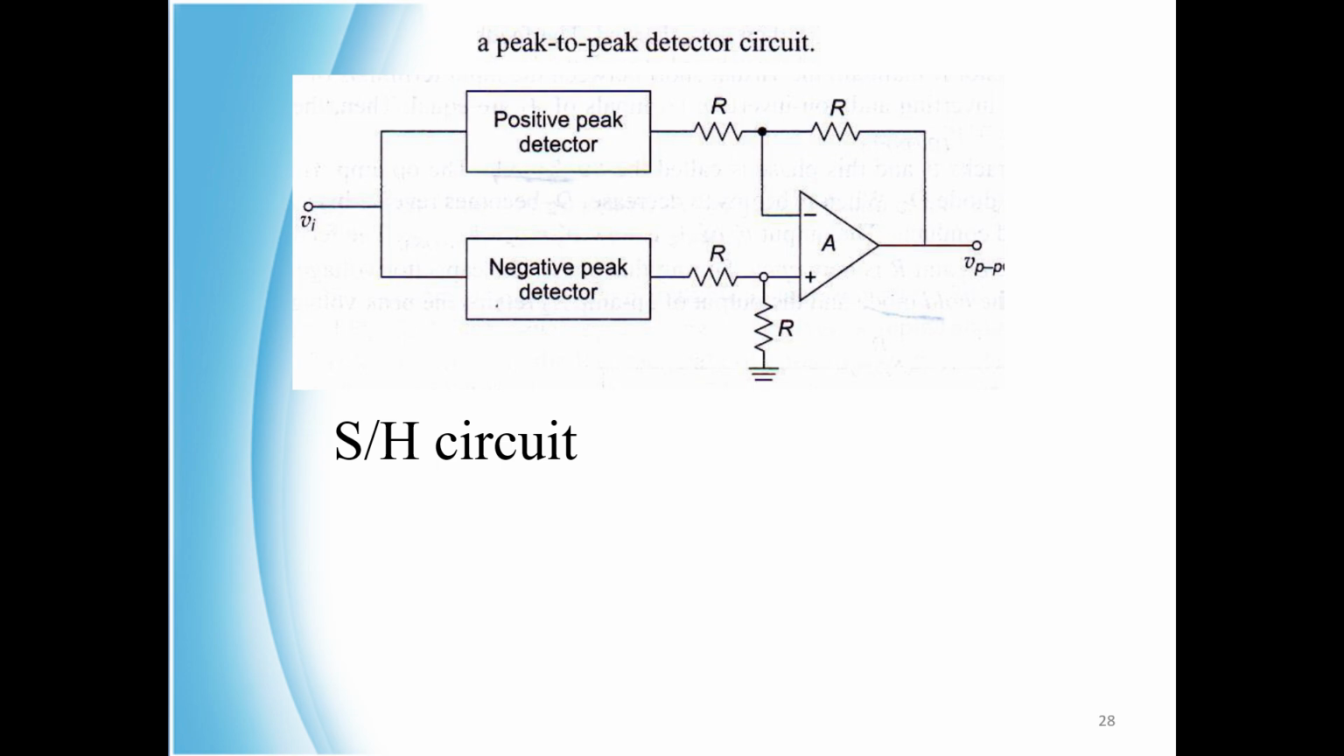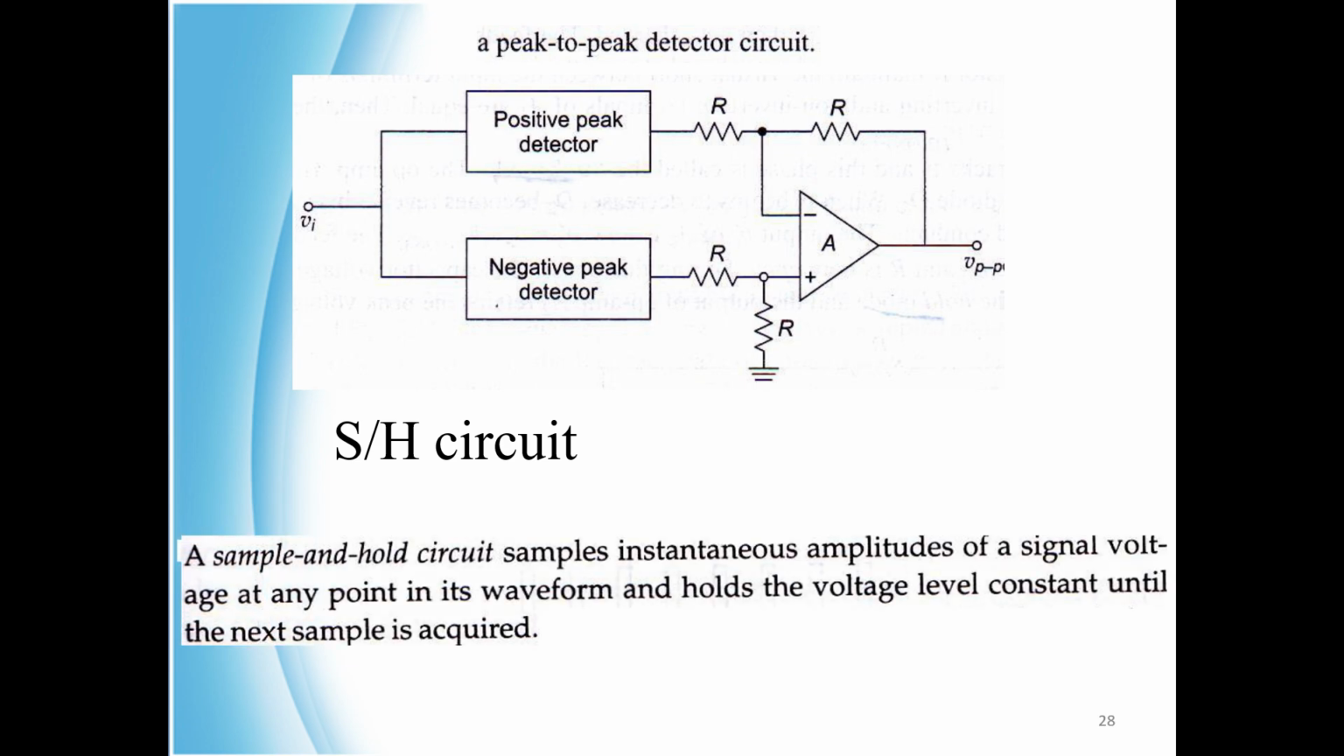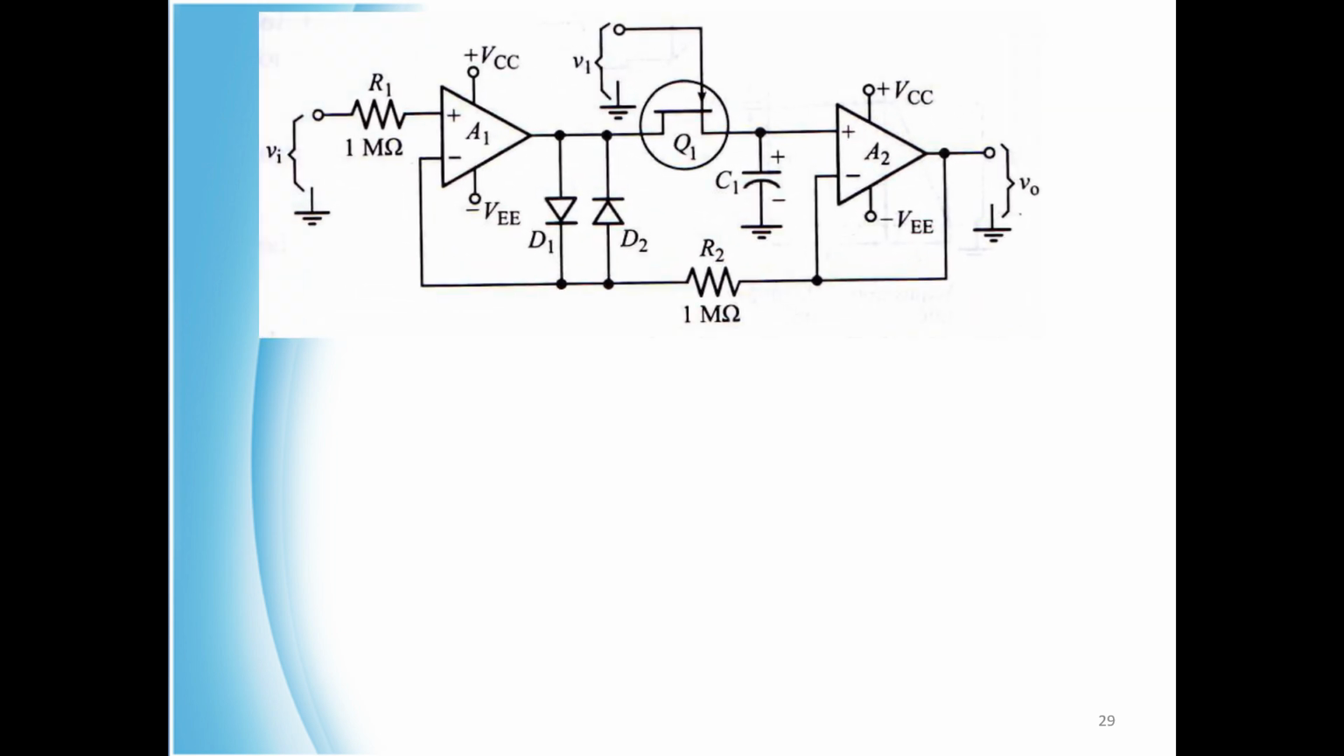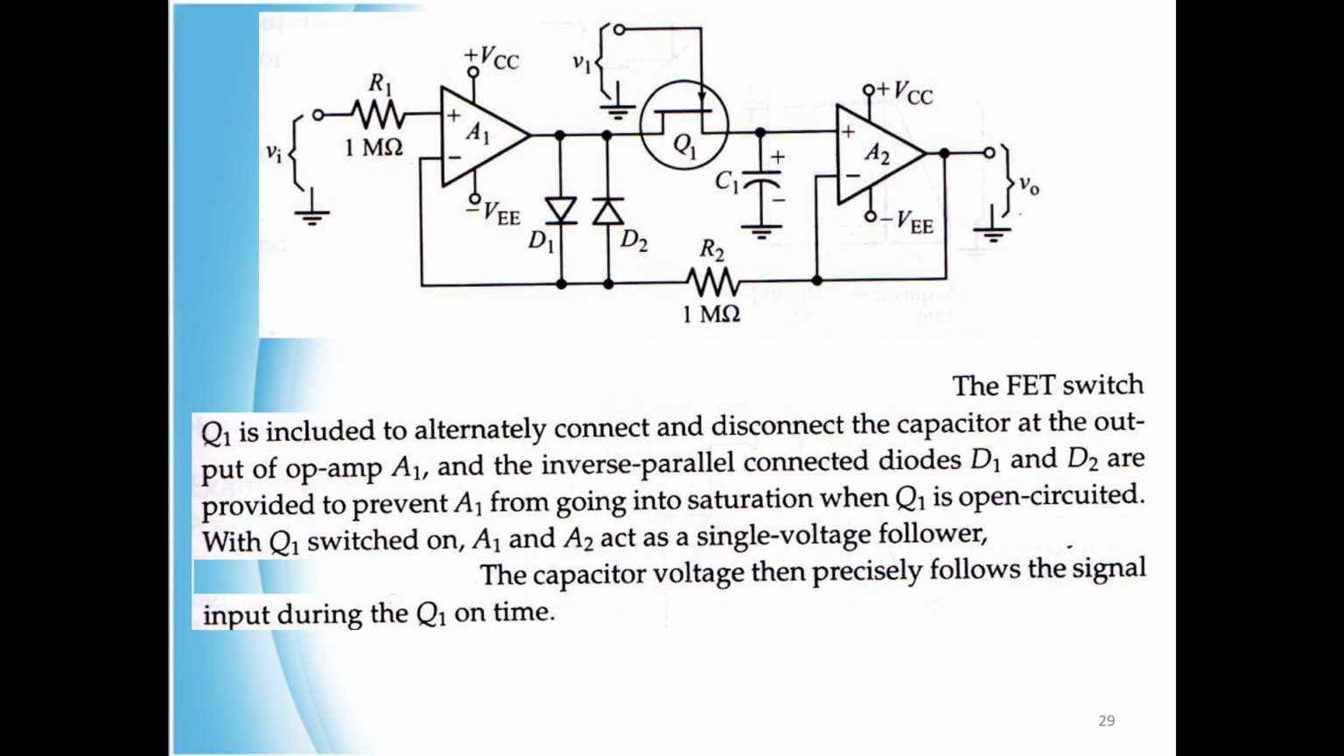Next we will study the sample and hold circuit, S/H circuit. A sample and hold circuit samples instantaneous amplitudes of a signal voltage at any point in its waveform and holds the voltage level constant until the next sample is acquired. So this is a typical sample and hold circuit.